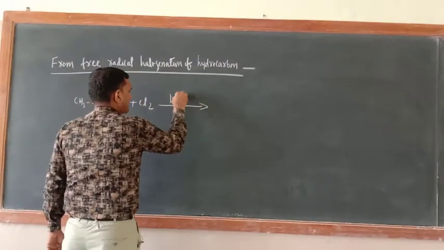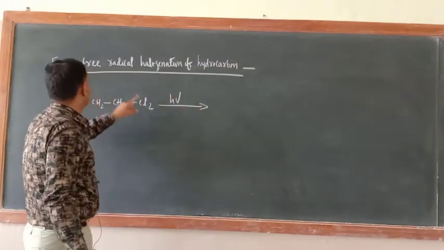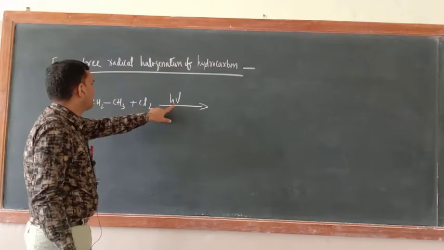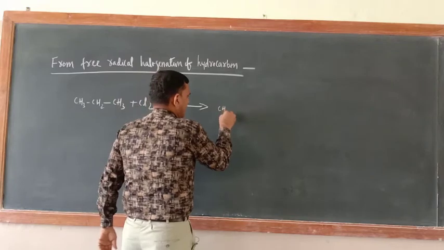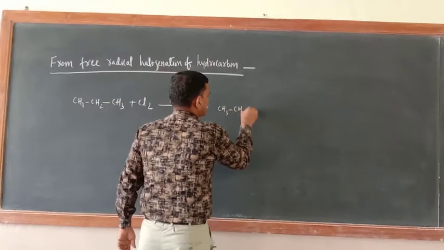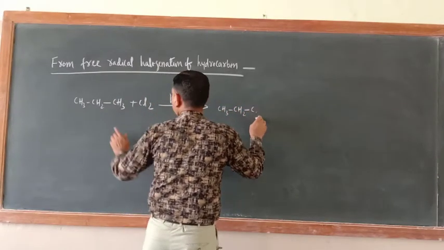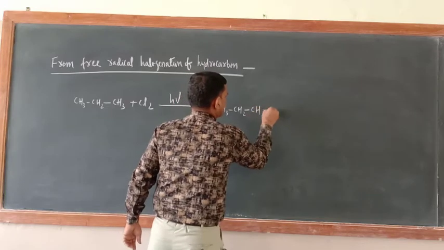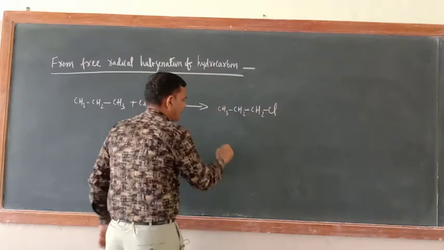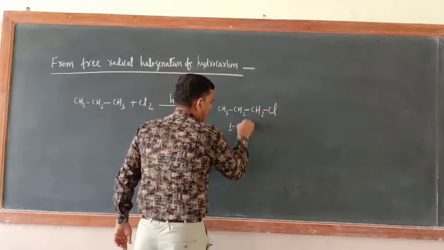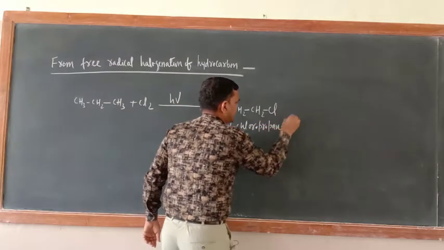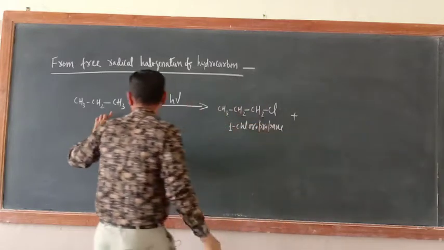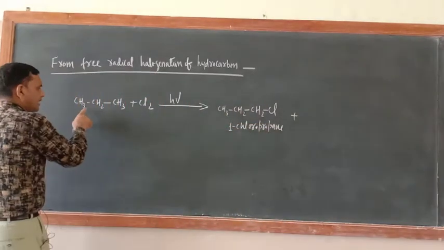Now this is a free radical method. It means the presence of photon is required. Now you will get CH3, CH2, CH2, Cl. What is this? 1-chloropropane.